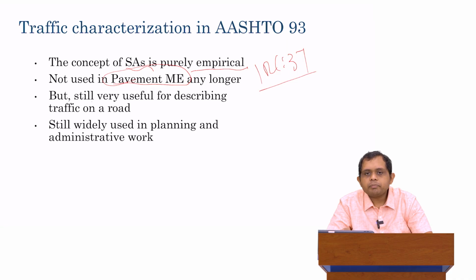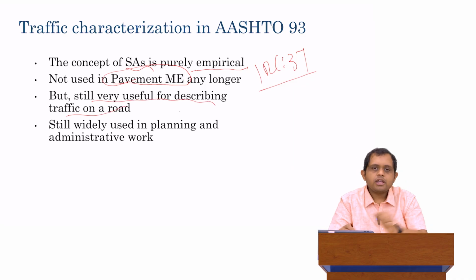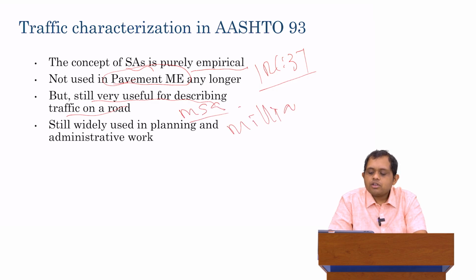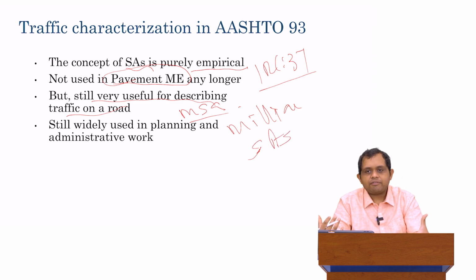Now, I should add, although in pavement ME this concept of standard axis is no longer used in design, it is still very useful for describing traffic on the road. So in India, for example, you might have come across this term in your undergraduate course, MSA, which is million standard axis. This is just a quick number which tells you that if I have different axle loads, I can quickly combine them into one value using these standard axle factors, and express my entire traffic in my design life in terms of this unit of MSA, or million standard axis.